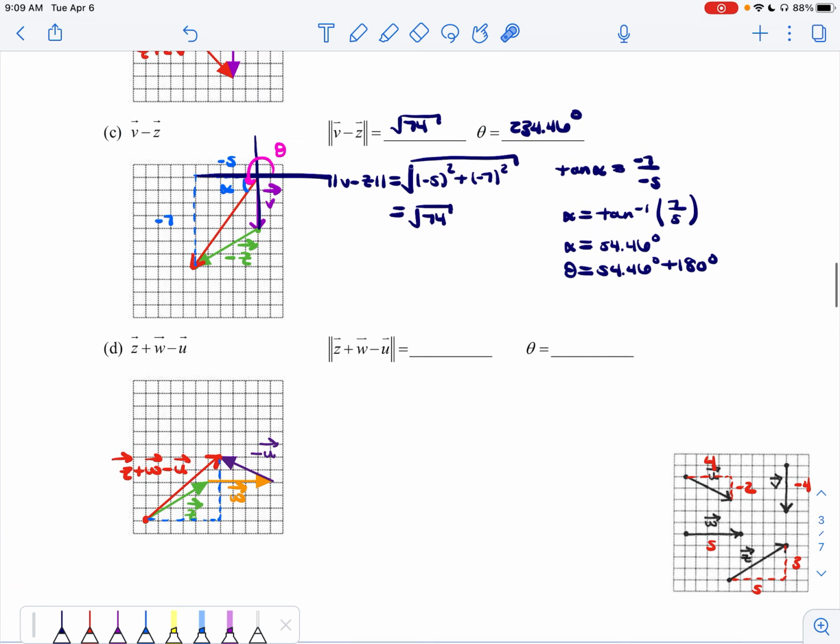Okay, guys, so I'm going to end this video here, and in the next video, we're going to start looking at a different way that we can represent vectors algebraically instead of geometrically.